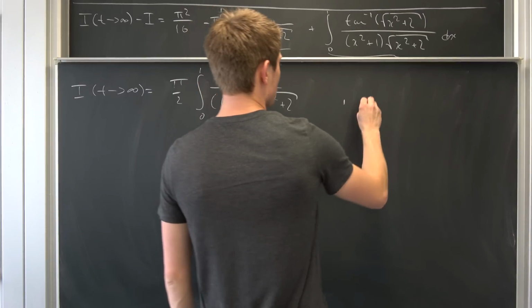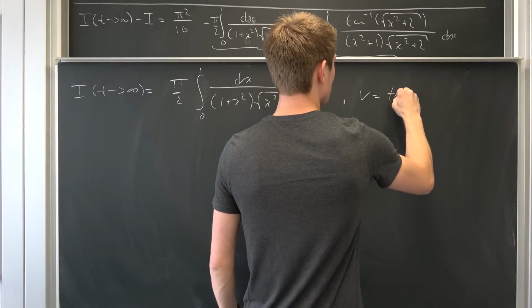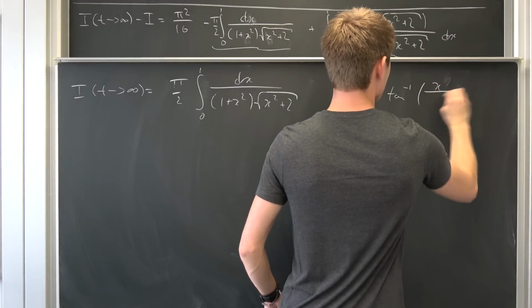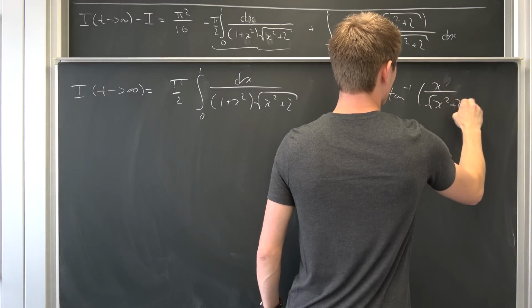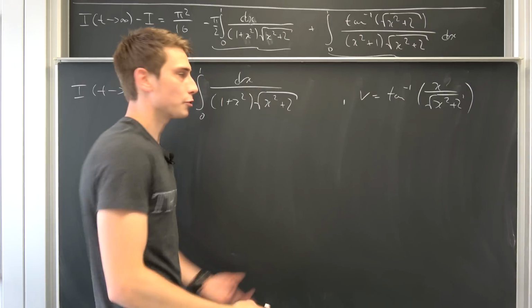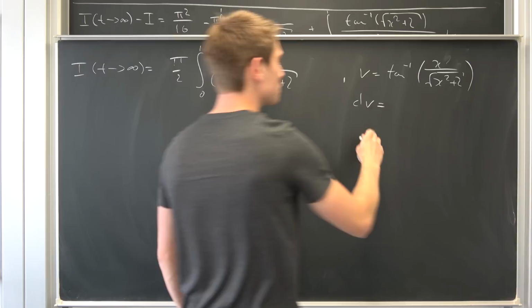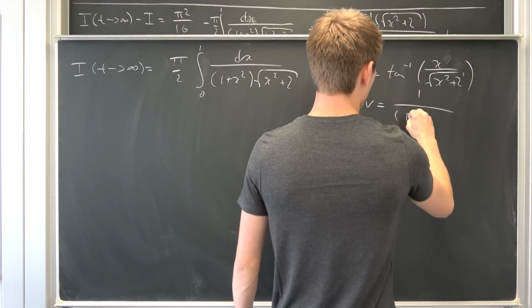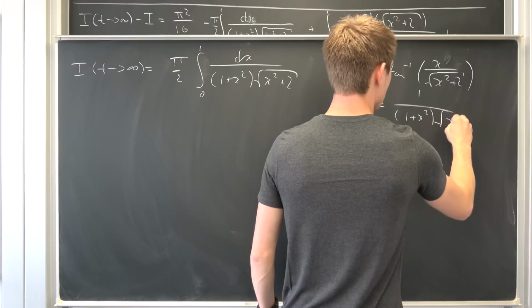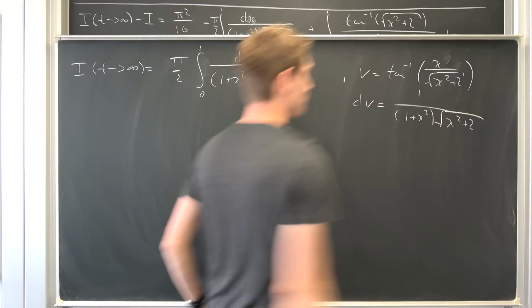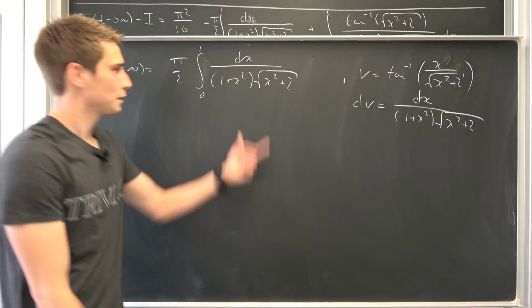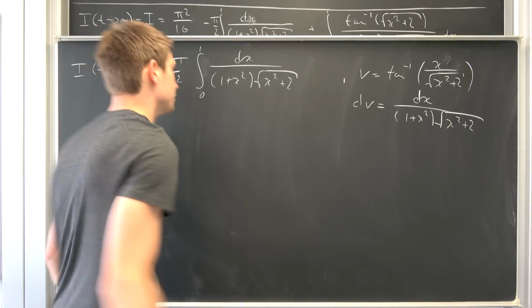We would like to introduce a substitution, v being equal to the inverse tangent of x over the square root of x squared plus 2. And well, if we differentiate that, that also means that dv is nothing but, that's going to be in the outtakes, 1 over (1 plus x squared) times the square root of x squared plus 2. And you see the dx right here, don't forget that. This whole thing right here is just our dv.